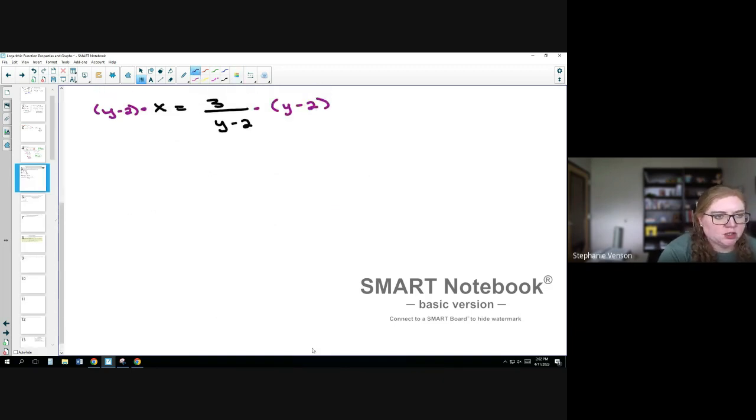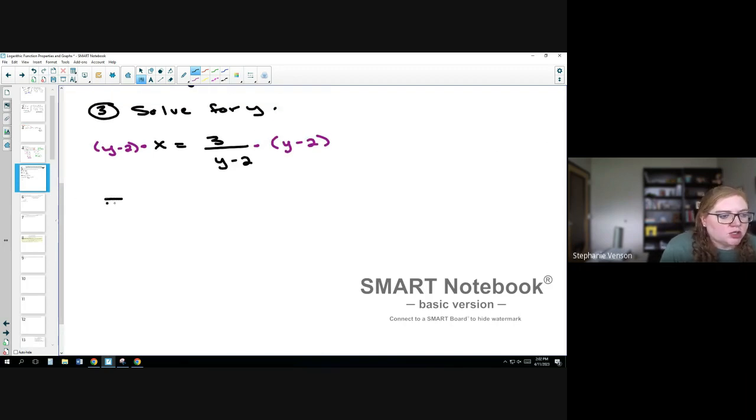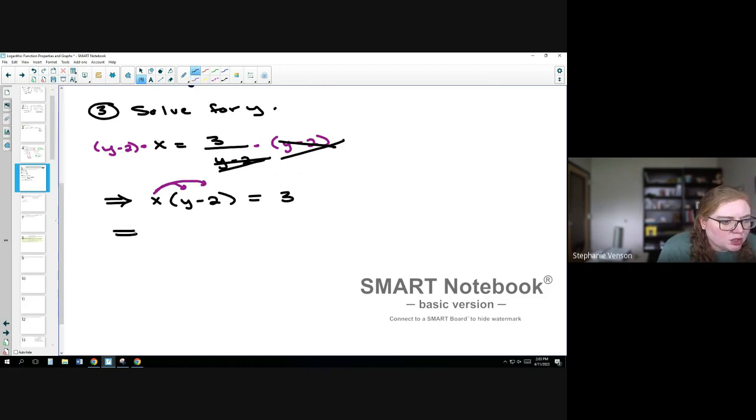Let me move my screen down a little bit. Okay, so on the left-hand side, nothing cancels. I'll just write it as x times y minus 2. And on the right-hand side, the y minus 2's cancel here, and so I'm just left with a 3. Now, I've still got to figure this out, but I think I'm going to go ahead and distribute because that might make life a little easier. So I'll distribute that x. So x times y is xy. Negative 2 times x is minus 2x, and that's equal to 3.